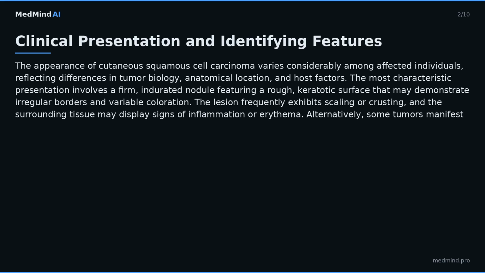The development process typically unfolds gradually over several months, allowing patients and clinicians an opportunity for early intervention if vigilance is maintained. Location matters significantly, with predilection for sun-exposed areas including the face, ears, neck, forearms, and dorsal hands, though lesions can develop anywhere on the integument.